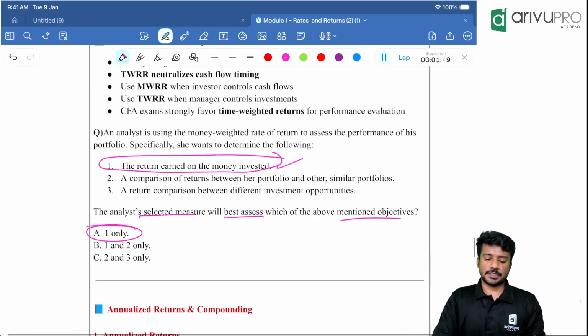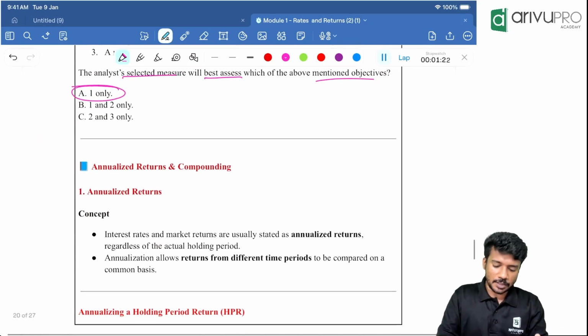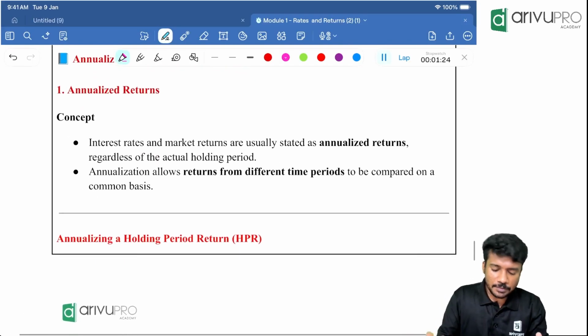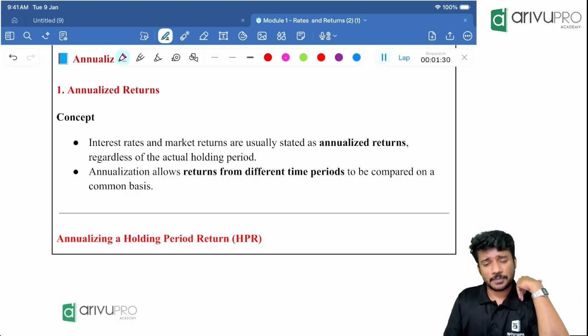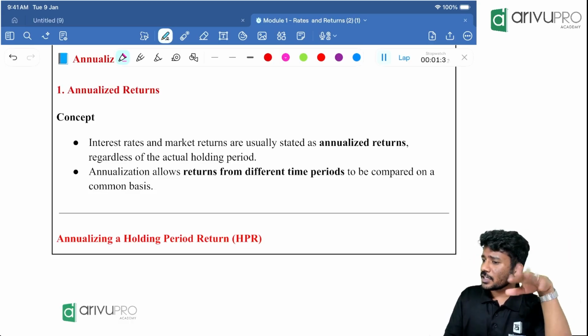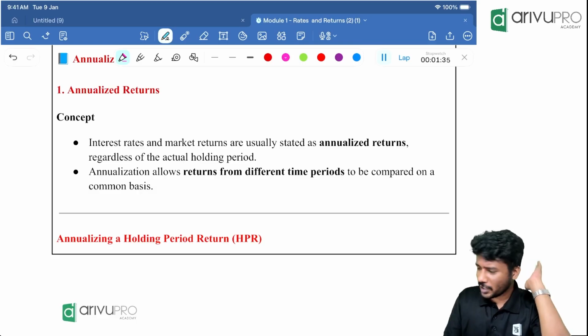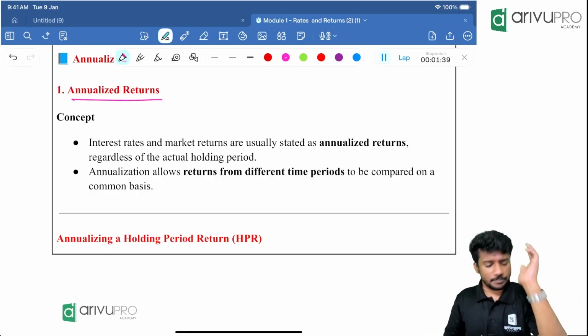Next one is annualized return. So we did a question previously, right? We just did a time weighted return. Now we converted everything into our annual compounding way. So what do you mean by annualized return?